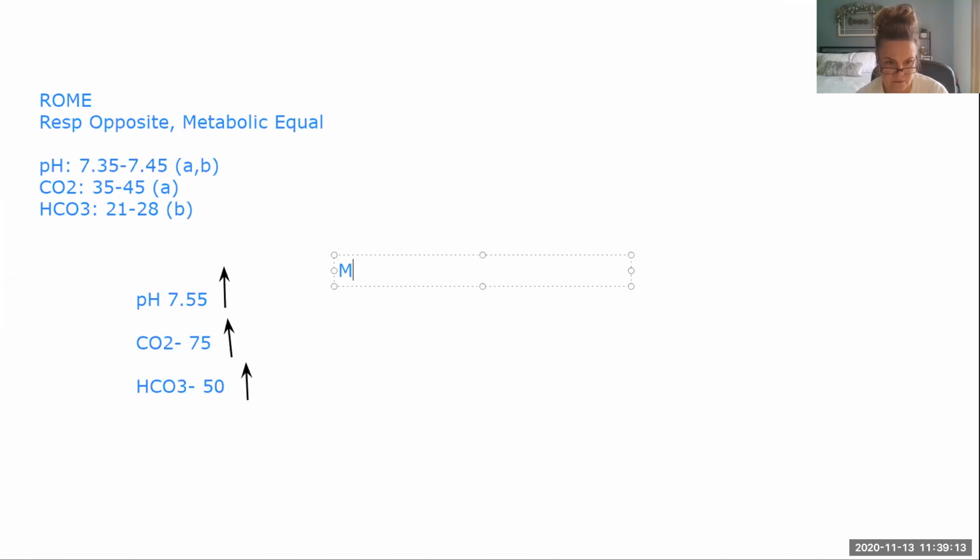So we know it's metabolic. And that's one, I mean, real quickly, without even going further, if you see all your arrows going in the same direction, whether they're all going up or they're all going down, you automatically know it's metabolic, because your metabolic arrow is going to be equal to your respiratory arrow, or pH arrow. All right, so it's metabolic. And then is it alkalosis or acidosis? Alkalosis. Sorry. All right, metabolic alkalosis.